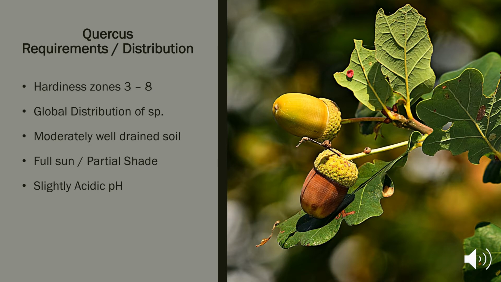So for the requirements and distribution, Quercus, or oaks, has a global distribution and it can really thrive in a pretty wide variety of zones, 3 through 8. White oak is known to be 3 through 9, and your coastal and live oaks can be 9 through 11. They prefer moderately well-drained soils, but again, there's variability with that. They can take times of either severe drought or excess moisture in the soil, and then they prefer full sun, partial shade, as well as a slightly acidic pH.